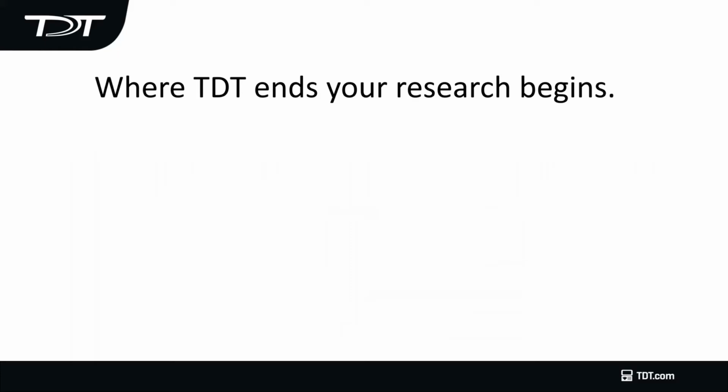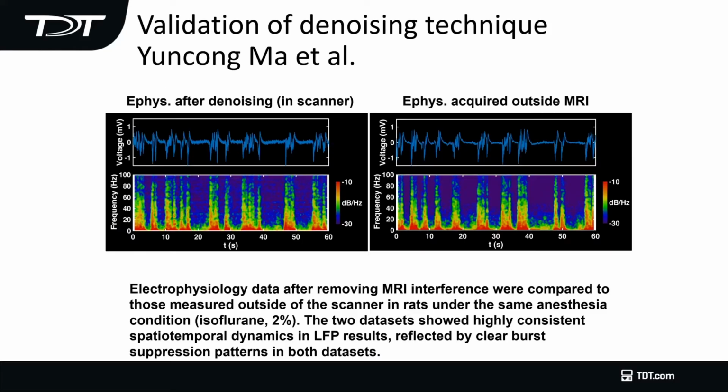So where TDT ends, your research begins. I want to bring in 2 experts in doing concurrent fMRI and electrophysiology. One of them has worked on validation of denoising technique. This is Yuncong Ma from Penn State University. This is an example of how he has removed scanner artifact and the comparison between the electrophysiology after denoising in the scanner and what the signal looks like outside the scanner, and you can see it's pretty similar.